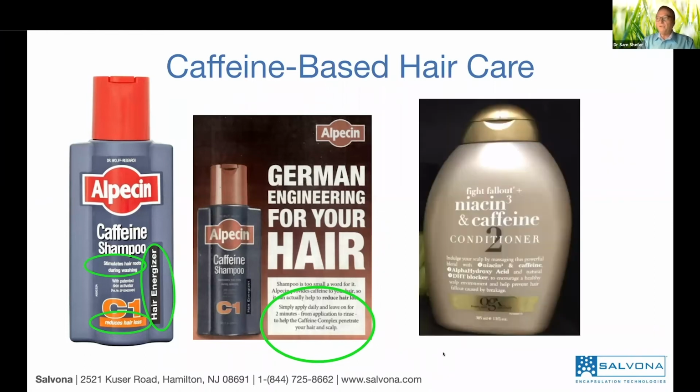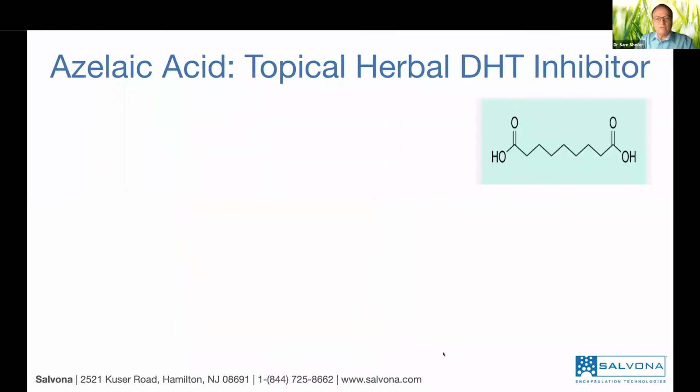I want to show you now a third product that's called Fight Fallout. It's based on niacin and caffeine. And look at the claims. Niacin, you understand, caffeine and alpha hydroxy acid. Remember what I said last time? Acid and calcification is another reason that could cause hair loss. So here is a couple of market products, and you get an idea how caffeine is probably used, and you will see later on, with technology, you can significantly enhance the performance.